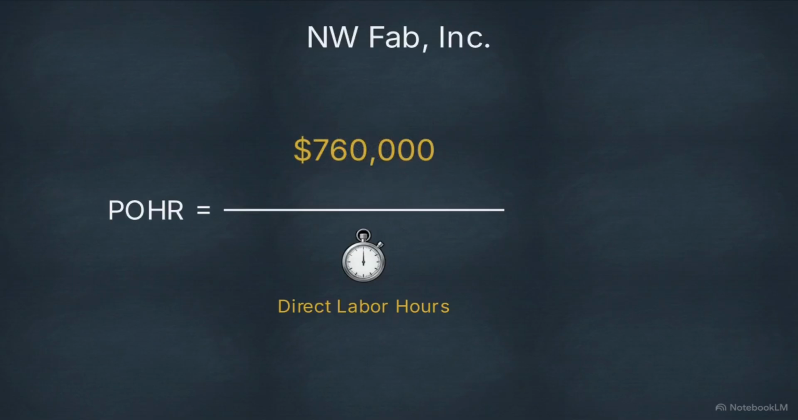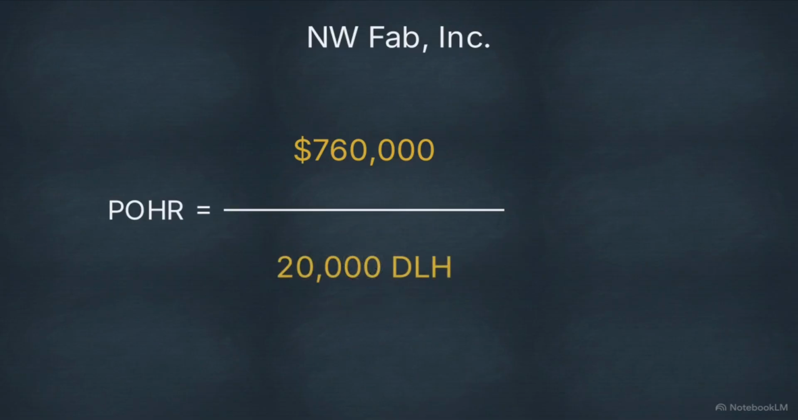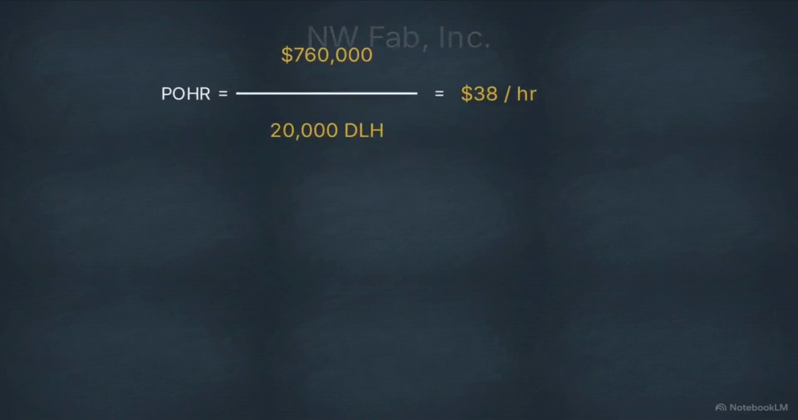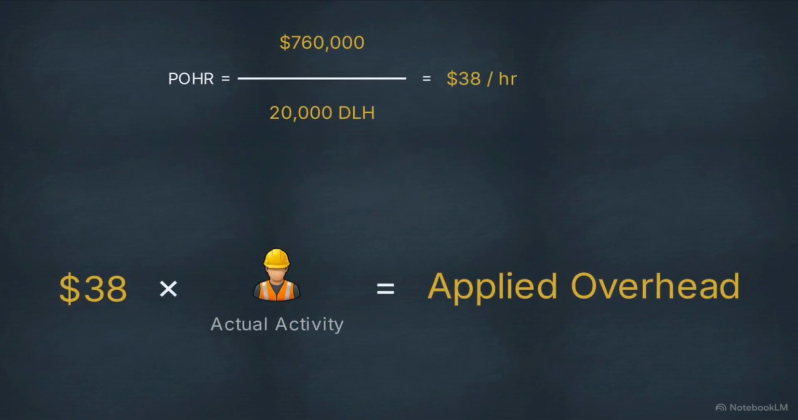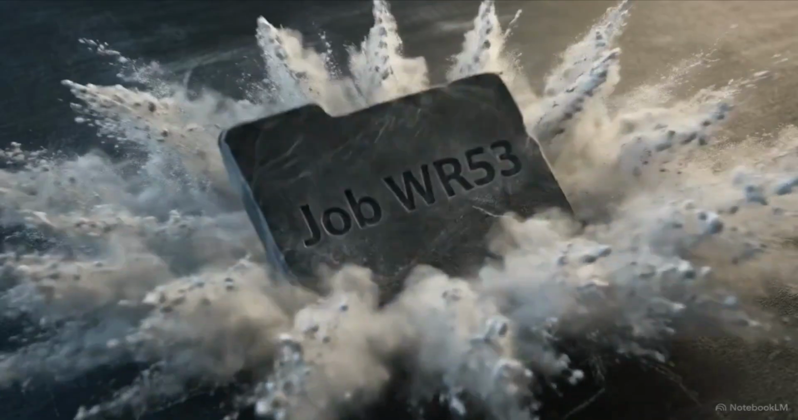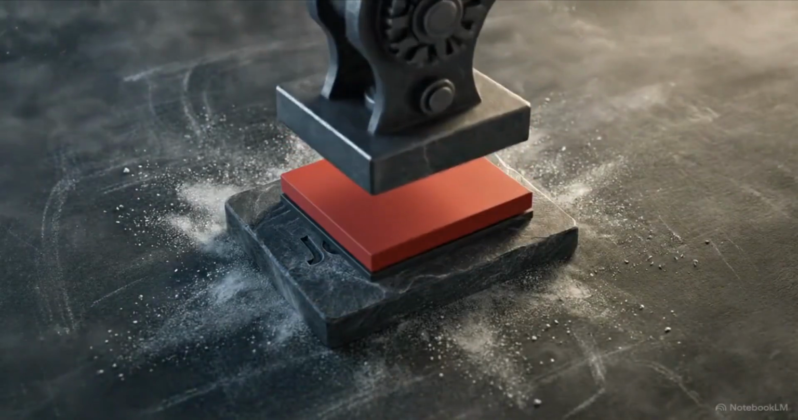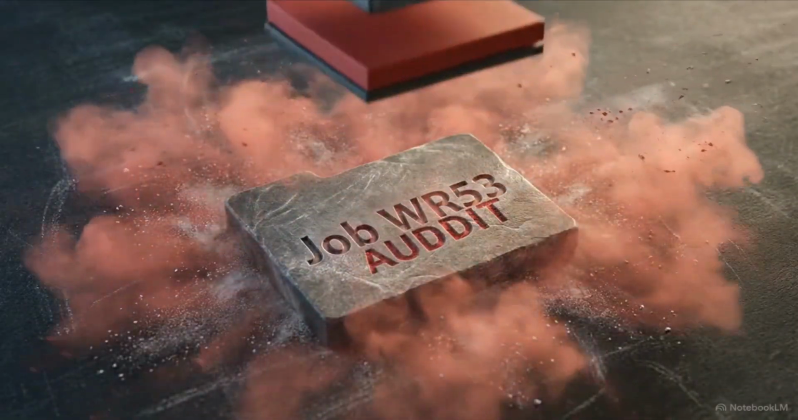They estimate a total overhead of $760,000 for the year and expect to run 20,000 total direct labor hours. Dividing these estimates yields a predetermined overhead rate of $38 per direct labor hour. This provides the precise conversion rate required to charge invisible overhead to jobs in real time. The strict operational rule for applying overhead is to multiply the predetermined rate by the actual activity incurred by the specific job. Let's execute the final audit of NWFab's job WR53, starting by locking in its known empirical costs.